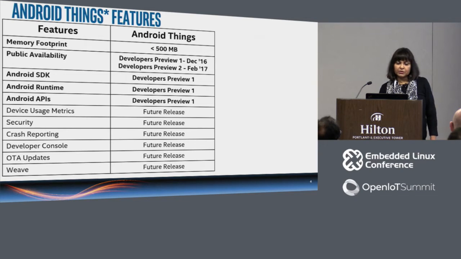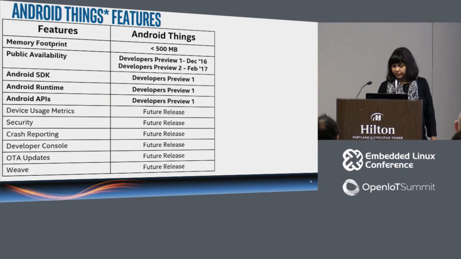The first developer preview was released 2 months back in December, which featured basic OS functionality and support for 4 developer boards. The second developer preview was released just 2 weeks back on February 9th. It added 2 more developer boards to it and had some bug fixes and support for USB audio, code sample for TensorFlow, and that's pretty much it.